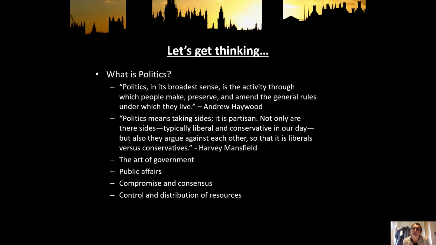Some other definitions of politics are that it is the art of government. It's to do with public affairs. It's about compromise and consensus, or it's about the control and distribution of resources.